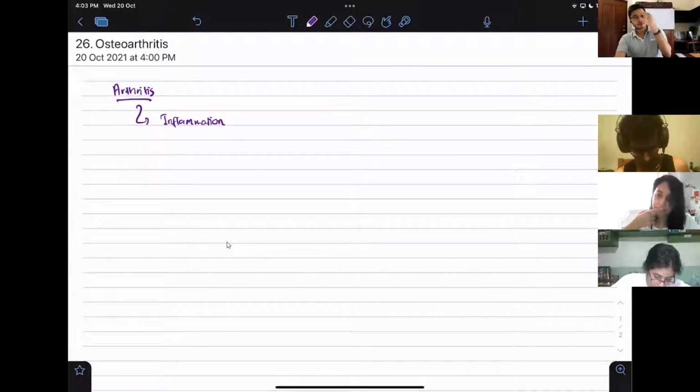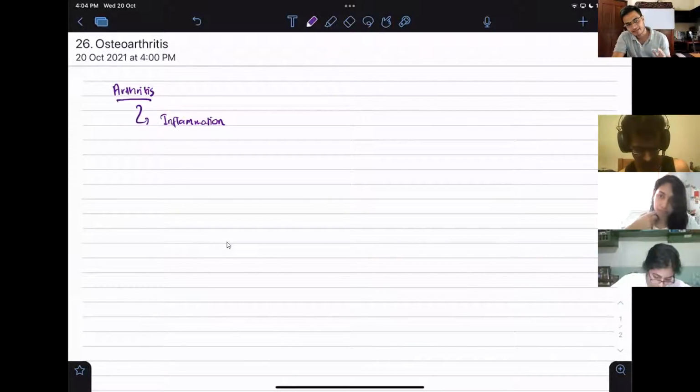Okay, excellent. So since arthritic conditions have some sort of inflammation, there may or may not be these signs visible, right? Why do I say may or may not? Because the degree of inflammation can vary, right, from one condition to the other.